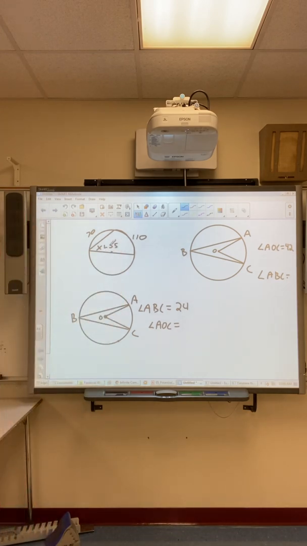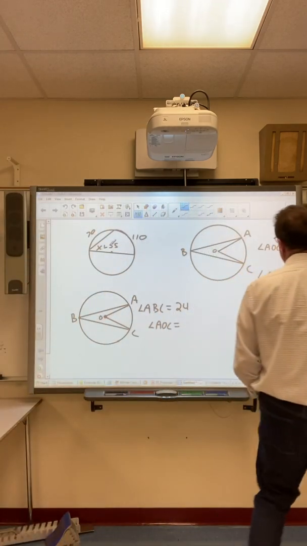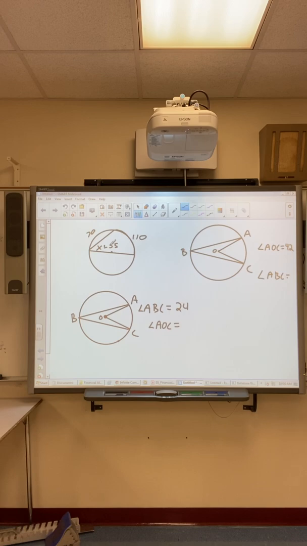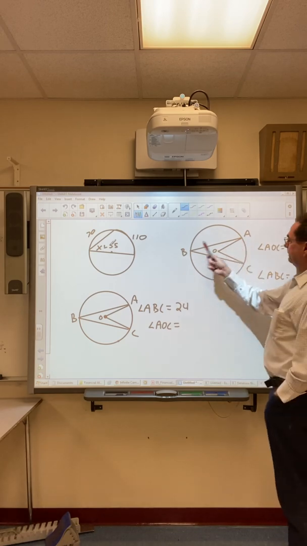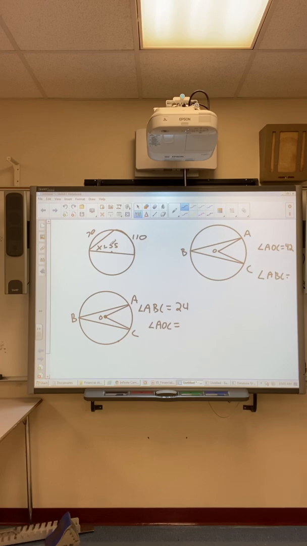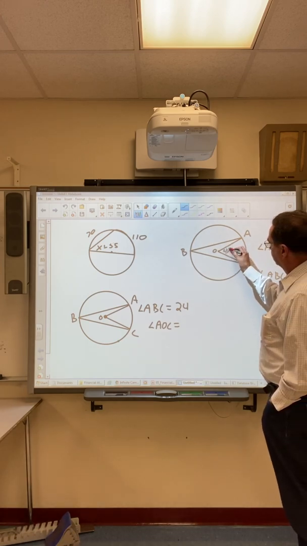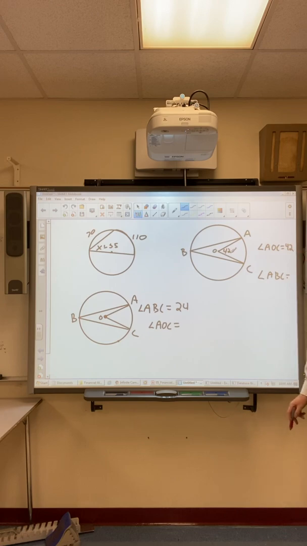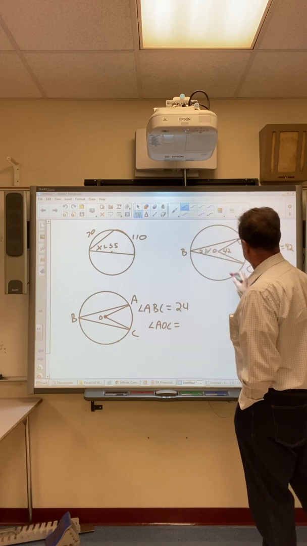Okay. Now the last two examples, you see, we're given both a central angle and an inscribed angle. AOC is a central angle. ABC is an inscribed angle. So if this angle equals 42, what's the measure of that? Well, if the central angle is 42, the arc is 42. That's what we learned the first day. The central angle equals the arc. And if the arc is 42, the inscribed angle is half. So the inscribed angle is 21.